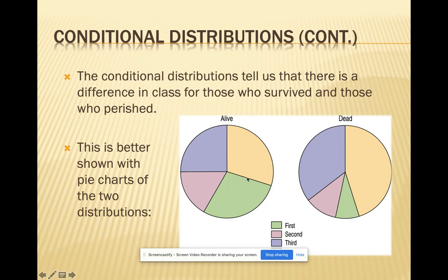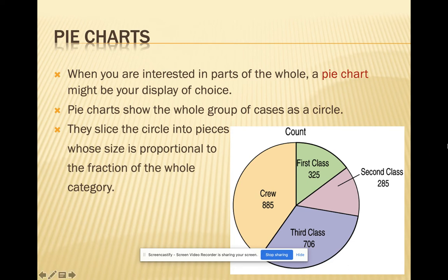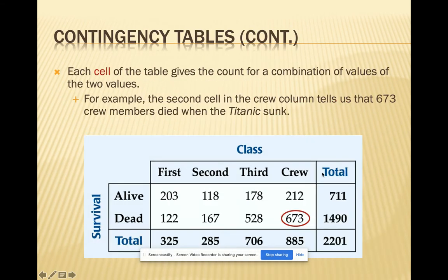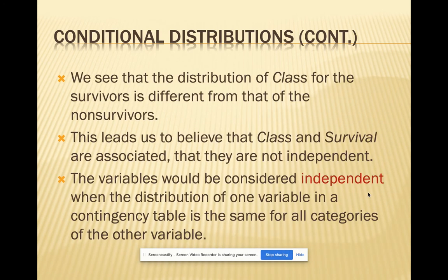If they were independent, then we could also make the pie chart. We could go back to the pie chart of just class of ticket holder and crew. This pie chart would look just like the two that we had here if they were independent. Because they don't look alike, we have evidence that they're not independent. Now, in statistics, when you say two things are dependent, that means something specific that falls outside the scope of this course. And so we just say that they're not independent, okay?